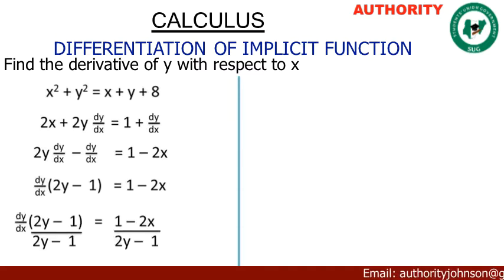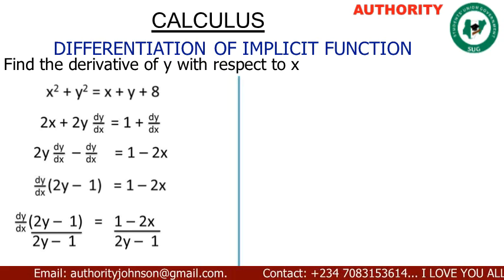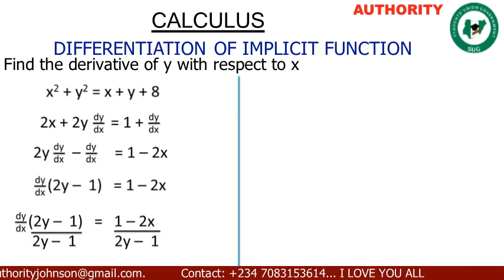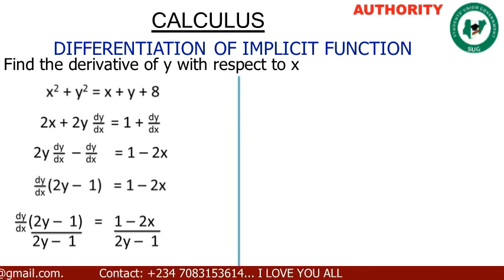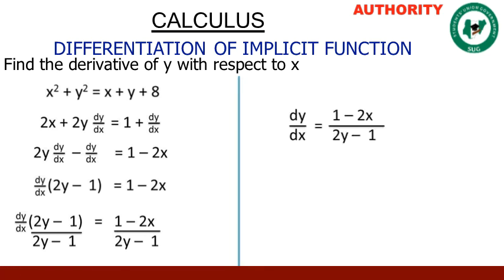So in so doing, we're going to have dy/dx, open bracket 2y minus 1, is equal to 1 minus 2x. Now let's divide it by 2y minus 1, and the other side divided by 2y minus 1. So in the left hand side, we're going to be left with dy/dx, and in the right hand side, we'll be left with 1 minus 2x all over 2y minus 1. So therefore, the differentiation of the function x squared plus y squared is equal to x plus y plus 8 is giving us dy/dx is equal to 1 minus 2x all over 2y minus 1.